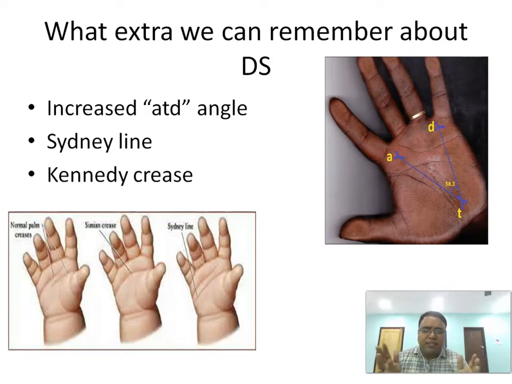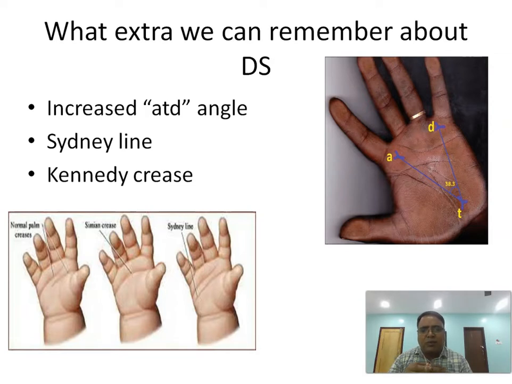Next, these are the things we know, but what are the extra things we can remember about Down syndrome? That is the increased ATD angle. This is a picture you can remember. This is the A, T and D. This is the junction of the triradius A, B, C, D, and this is the T. So the ATD angle is normally less, less than 50 degrees. But in Down syndrome, this angle will be more, more than 50 degrees. We can get it in Down babies. This is called increased ATD angle, which is specifically associated with Down syndrome.